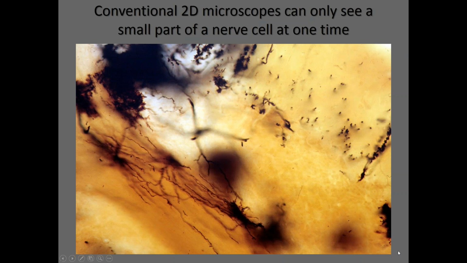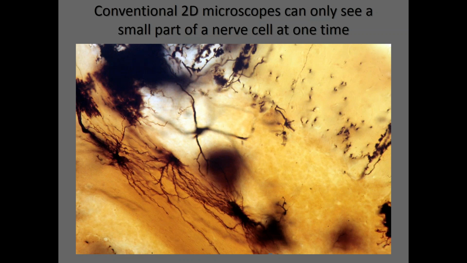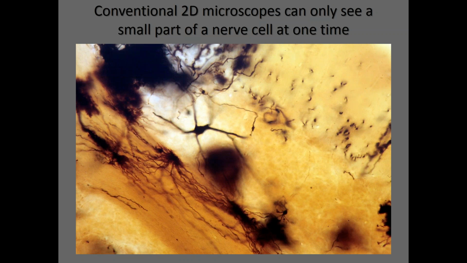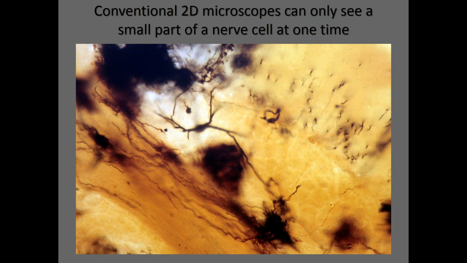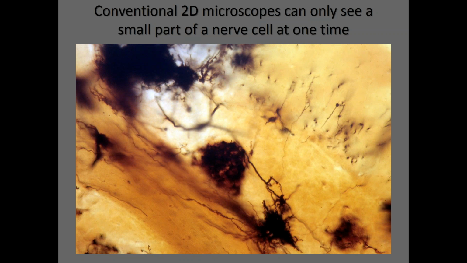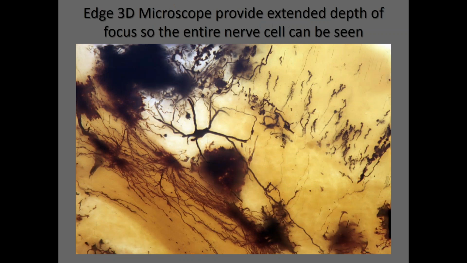Here's an example of a single brain cell from the cerebellum of the brain looking with a conventional microscope. With a conventional microscope, you only see a small bit that is in focus at one time. But with the Edge-3D microscope, it's all put into focus so that you see from the top to the bottom. This is about 135 micrometers in depth.